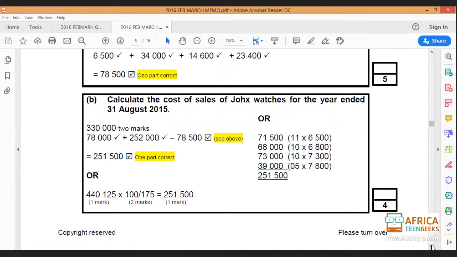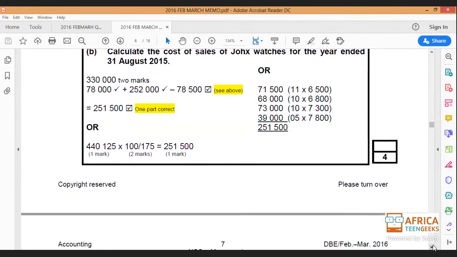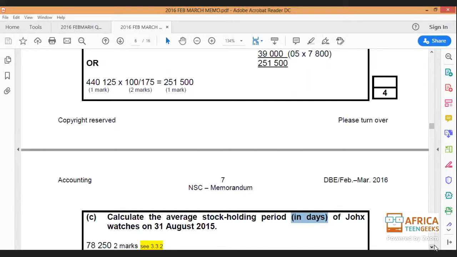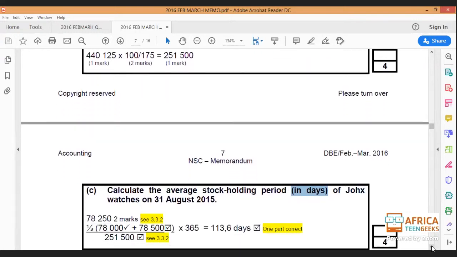Now, grade 12s, you do have your average inventory. When you say last year's closing stock plus this year's closing stock, divide by 2, or you can say multiply by half, you'll get 78,250. You must always divide it by your cost of sales. It was 251. We got our 251 from letter B. Multiply by 365 because the examiner told you specifically that they want the stock holding period in days.